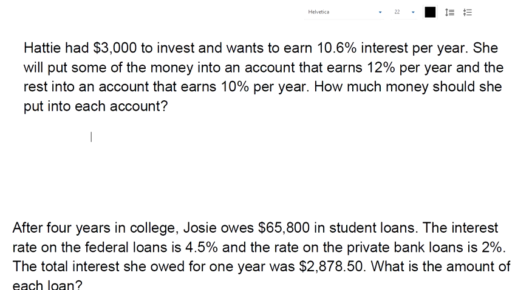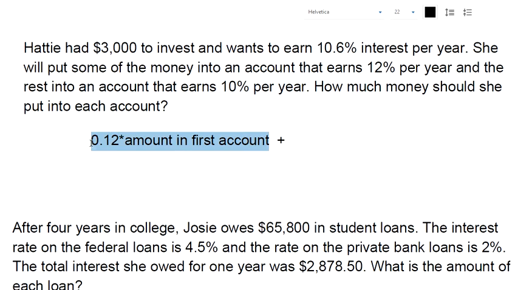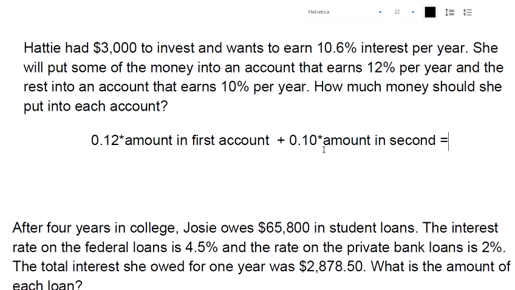We could say 12% as a decimal, times the amount in the first account, because Hattie makes 12% on one of the accounts. That's how much interest Hattie's going to get out of that first account. It's 12% of whatever she puts into it. And then Hattie makes 10% on the amount in the second account. And then that's supposed to equal 10.6% interest per year.